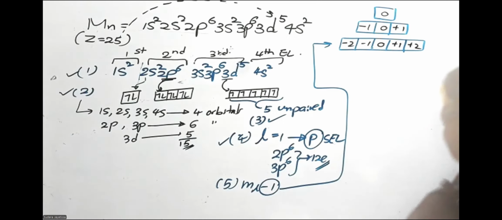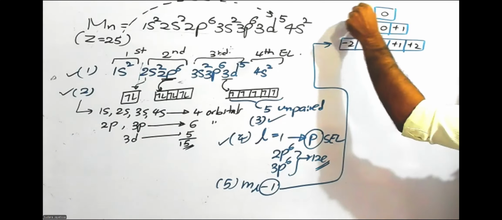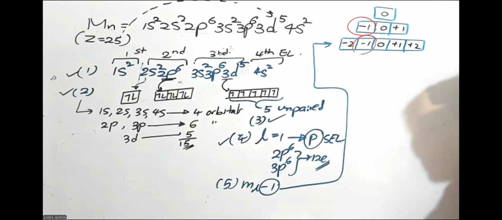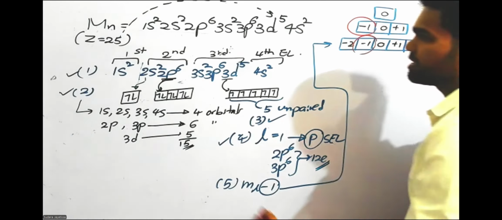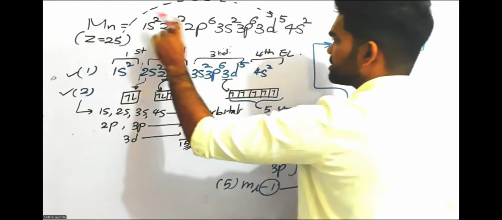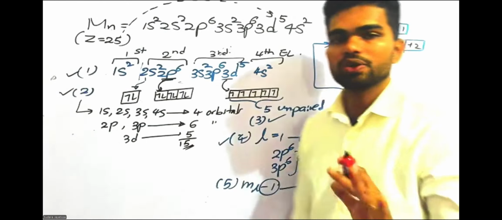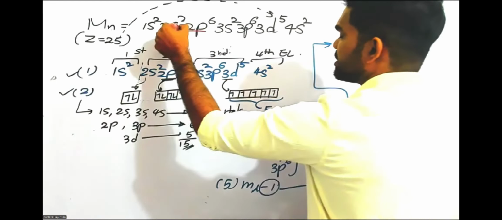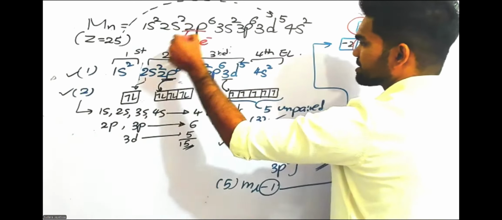Now you can see where the -1 is present. Here you have a -1 orbital, and here you have a -1 orbital. So there are 2 orbitals now. In your 1s and 2s, you don't have any -1 orbital in the s sub energy level. But in the p sub energy level, you have -1 with 2 electrons.